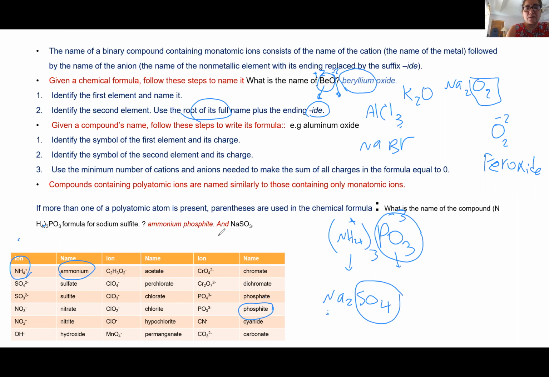Sodium sulfite, here it should have Na2SO3, it is a typo, I corrected. And then ammonium phosphite.